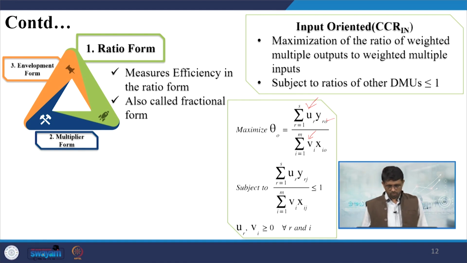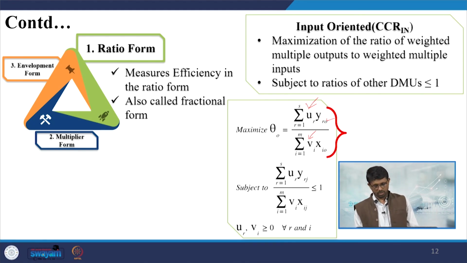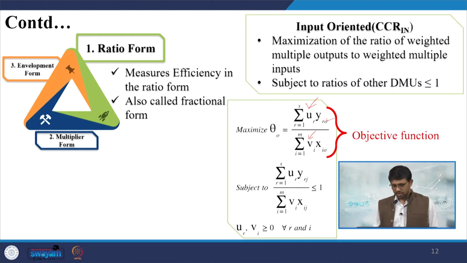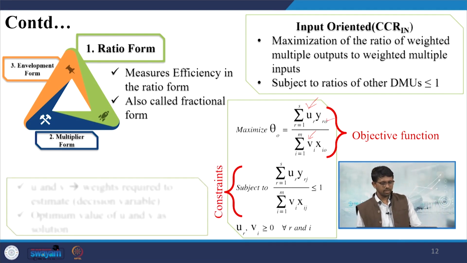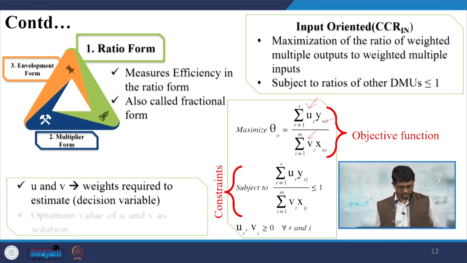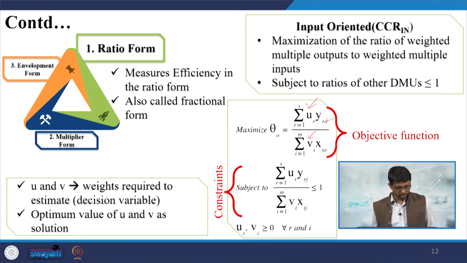All right. So, the respective weights must be positive for all r and i, the rth level of output and ith level of inputs. Hence, our objective function is highlighted here. This is to maximize the efficiency ratio subject to the constraints of other DMUs. We have just clarified this is precisely called the ratio form. U and V are respective weights of the decision variables, and the optimum value of U and V is the solution for the efficiency ratio.